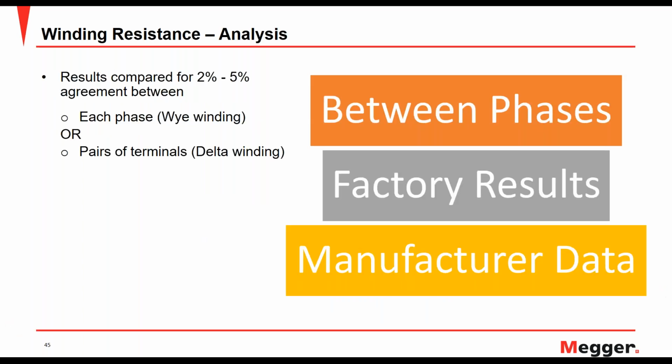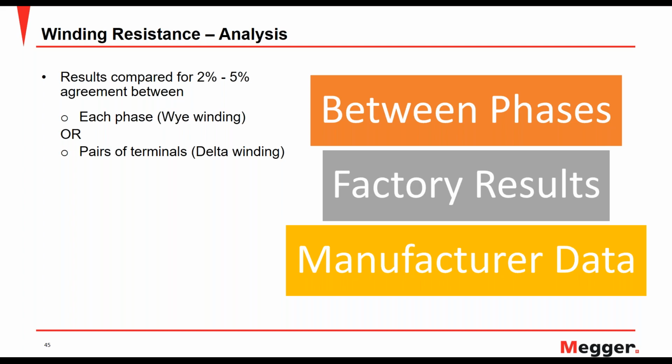Now, we will discuss the analysis part of the results. Generally, results are compared to between 2% and 5%. And this agreement is done across phases or factory results or manufactured data. What I mean by that is, if you have winding resistance measurements for each phase, those values should be within a neighborhood of 2 to 5% among each other. So that's how you would compare between phases.